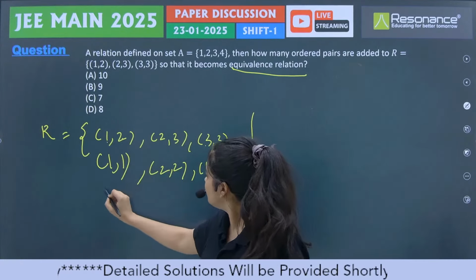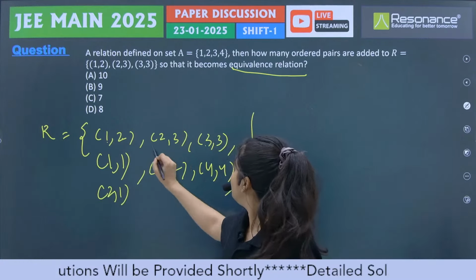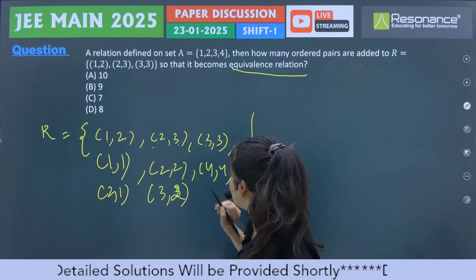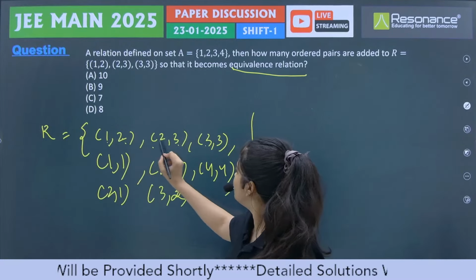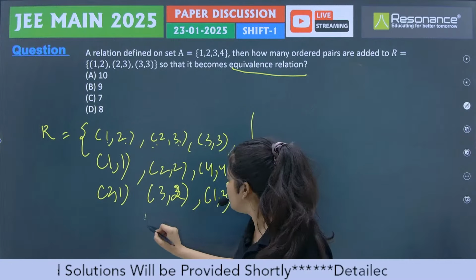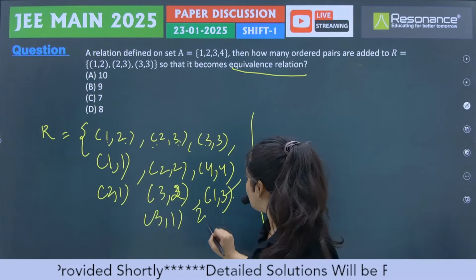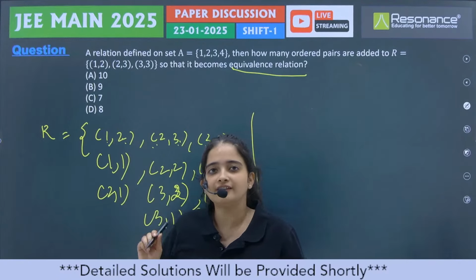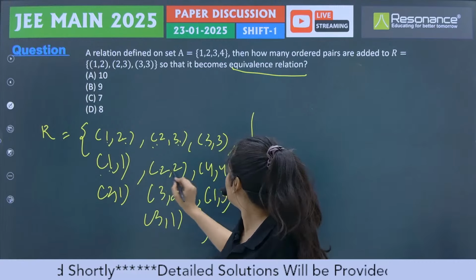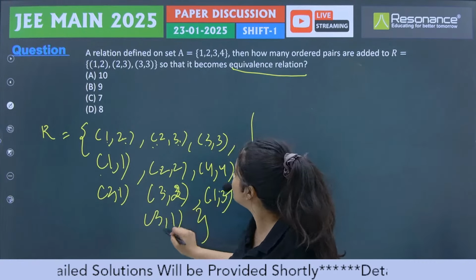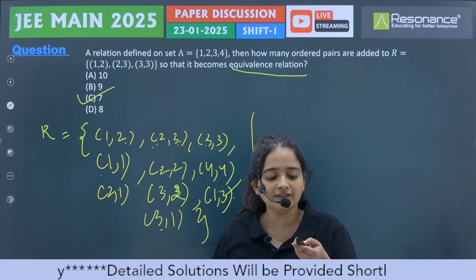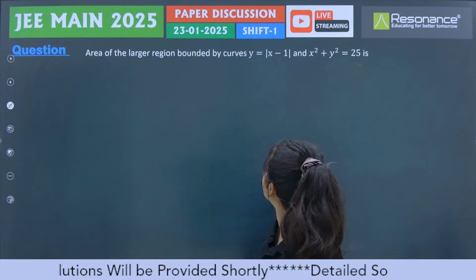Then the second easiest task, symmetric. So (1,2) is there, I'll have to add (2,1). (2,3) is there, I'll have to add (3,2). Now (1,2), (2,3) is there, I'll have to add (1,3), and to make it symmetric, (3,1). Now if you check, this relation is reflexive, symmetric and transitive. So how many elements have I added? 1, 2, 3, 4, 5, 6, 7 elements. So in this question, to make it an equivalence relation, you have to add 7 elements.